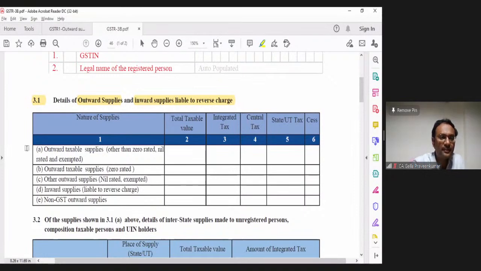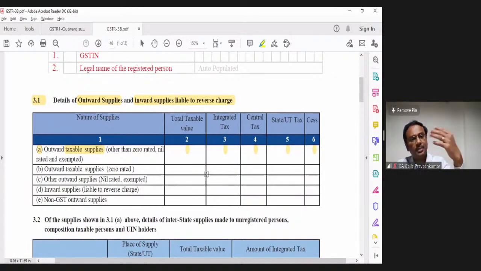How do we look at 3.1(a)? Outward supply other than zero rated, nil rated, exempted, that is, outward taxable supply. During that particular month, what is the turnover on which I have to pay tax? Here, if you see tables 2, 3, 4, 5, this data is auto-populated. As of now, it is auto-populated. Earlier, if I punched in 10 lakhs in column 2, the tax in table 3, table 4, table 5 was not auto-populated. Now, since January 2021, it is auto-populated, nothing to worry.